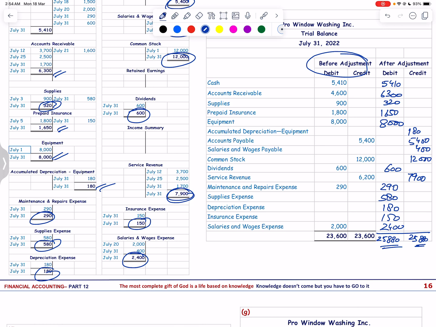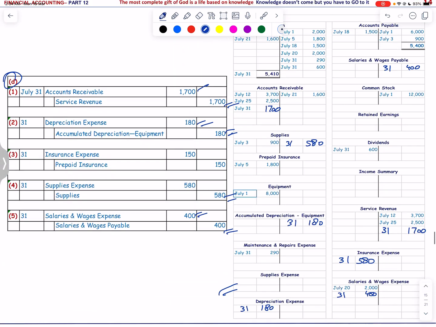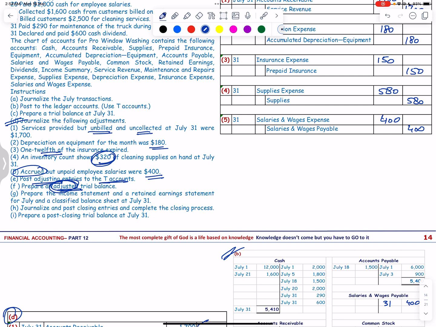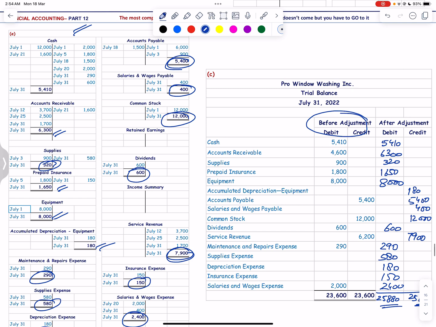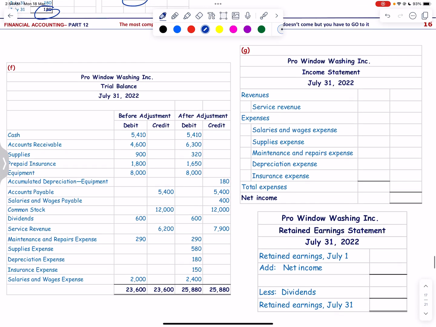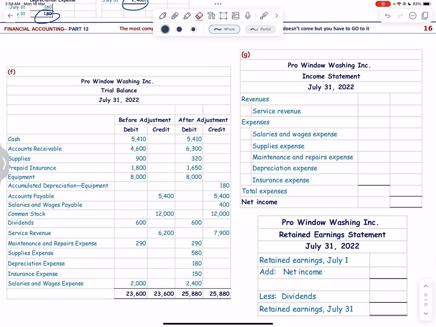Let us move on to the next part. They say prepare the income statement and a retained earning statement for July and a classified balance sheet. So once again we are going to use this. Now we are going to use the after adjustment trial balance, and I have put these numbers again in an Excel sheet through the computer, and we will be using these values now to prepare the income statement and all. Now we can see how we do that.